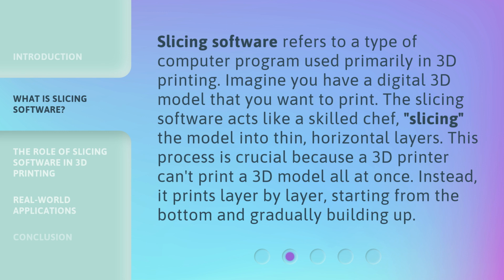Slicing software refers to a type of computer program used primarily in 3D printing. Imagine you have a digital 3D model that you want to print. The slicing software acts like a skilled chef, slicing the model into thin, horizontal layers. This process is crucial because a 3D printer can't print a 3D model all at once. Instead, it prints layer by layer, starting from the bottom and gradually building up.